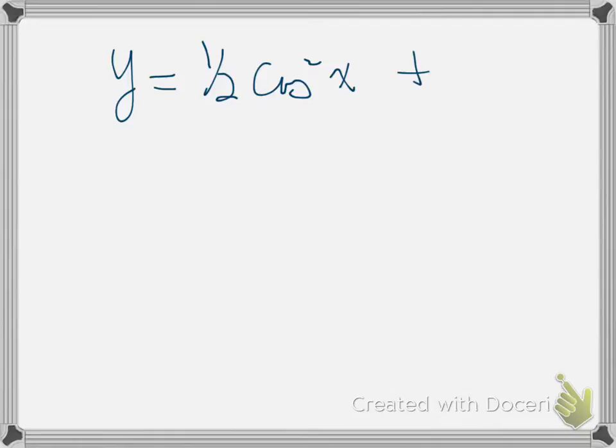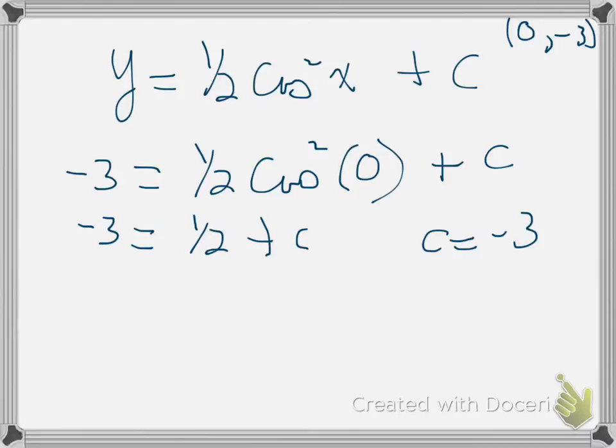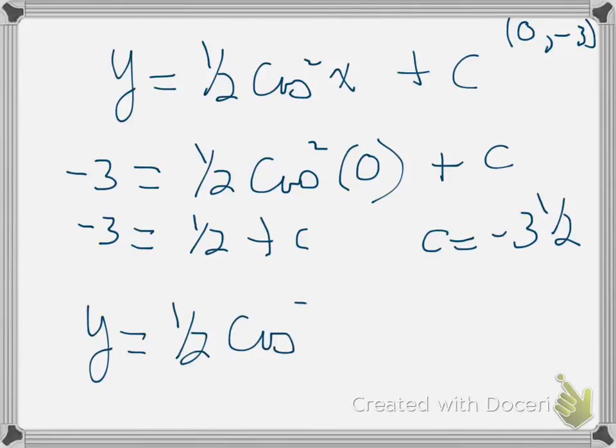Now, 1/2 cosine squared x plus c. And they gave us the point 0, negative 3. So now if I let y be negative 3, 1/2 times the cosine squared of 0 plus c. Cosine squared of 0 is 1. So basically I end up with negative 3 equals 1/2 plus c. c equals negative 3 1/2. So y equals 1/2 times the cosine squared of x minus 3.5.